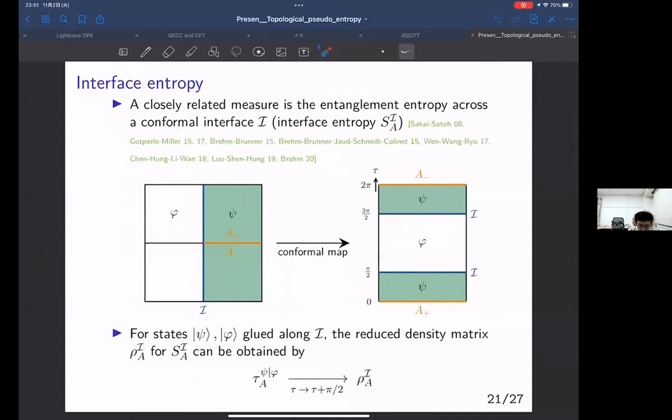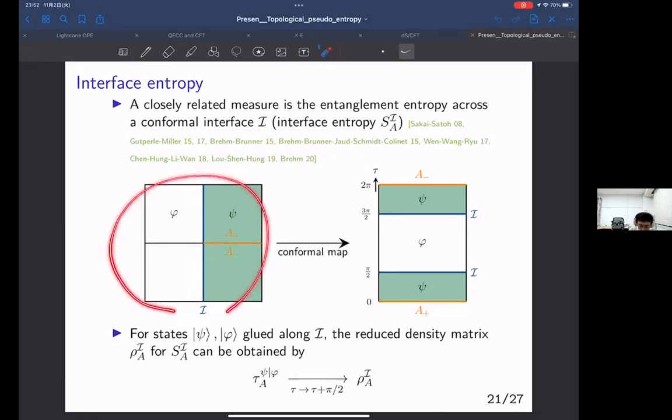Let me comment on the interface entropy. The interface entropy is a measure closely related to the entanglement entropy. It is just the entanglement entropy across a conformal interface. Here we have a semi-infinite line, and we bipartition our one-dimensional space into two parts, a right part and a left part. Here we have a conformal interface, which separates two states, psi and phi, like this. The interface entropy just measures the entanglement entropy in the presence of such a conformal interface.